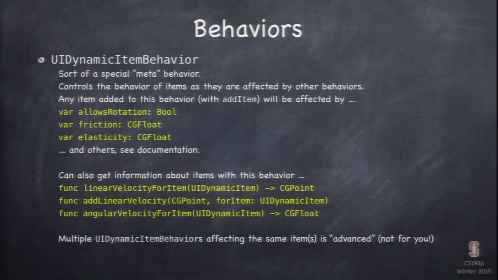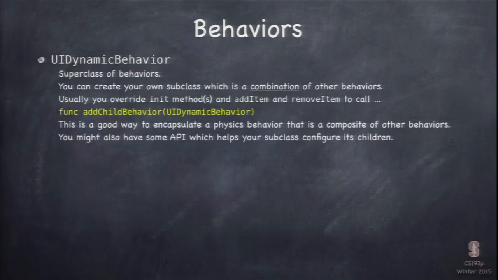This dynamic item behavior also can report to you the current linear velocity and angular velocity of this item. So at any time, if you want to know how fast this thing is moving and in what direction, you can get its linear velocity. Or if you want to know how fast this thing is spinning, if at all, you can get its angular velocity. And you can also add velocity to it in a certain direction. So if you had something that was moving and you wanted to stop it, you could. And then if you wanted to continue, you could add the velocity back. Just saying. Okay, so that's dynamic item behavior.